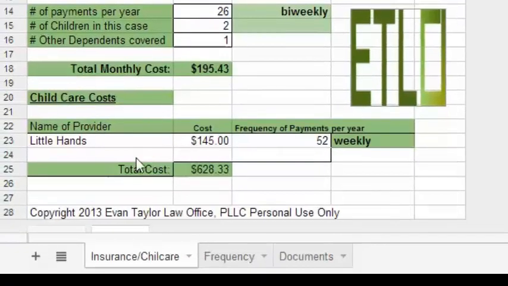Now for child care costs, what you'll do is put in the name of the provider, the cost, and the frequency of those payments. And it's going to figure out the annualized amount and then determine the monthly expense, $628.33.